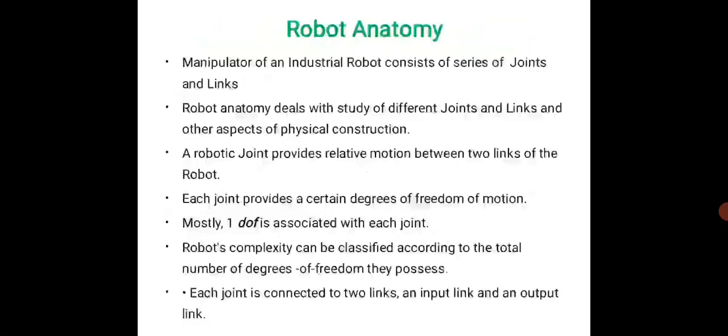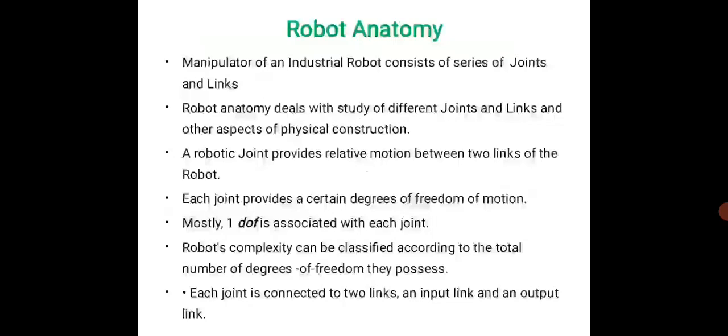So we have certain robot configurations. Here the manipulator of an industrial robot will have a series of joints and links. So robot anatomy deals with the study of different joints and links and other aspects of physical construction. A robotic joint provides relative motion between two links of the robot. Each joint will provide certain degrees of freedom. Mostly if you have one joint, there will be 1 degree of freedom. If you have three joints, there will be 3 degrees of freedom. So robot complexity can be classified according to the total number of degrees of freedom they possess.